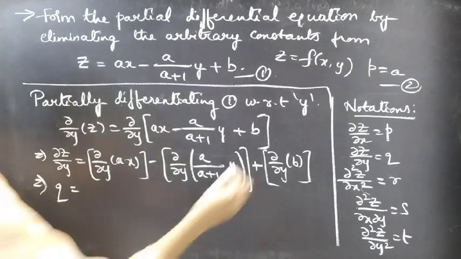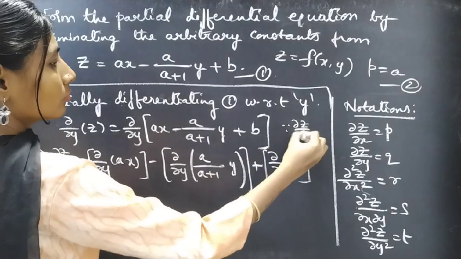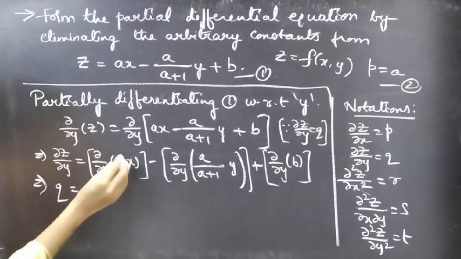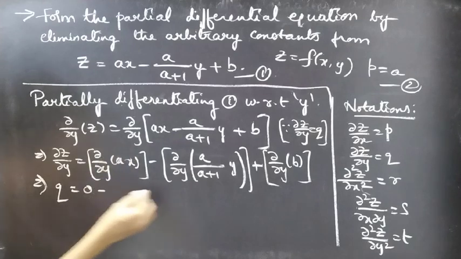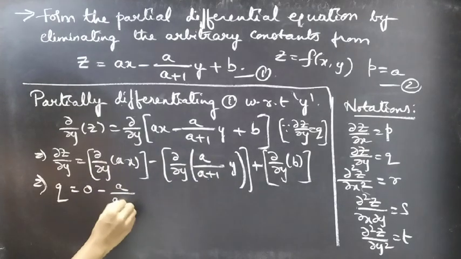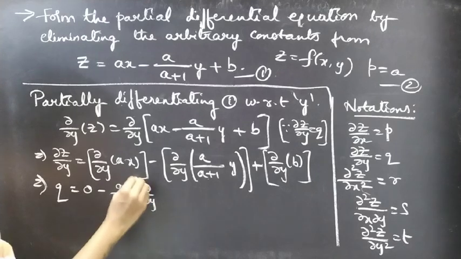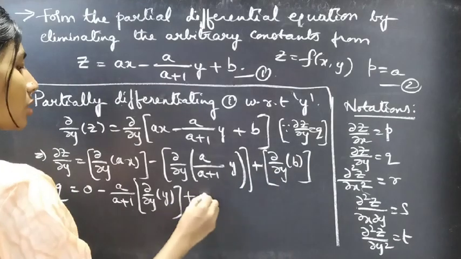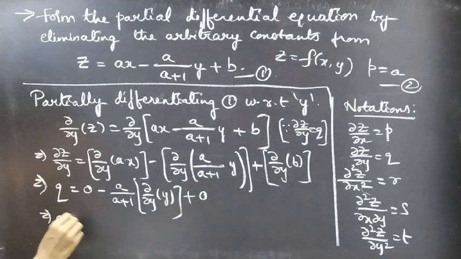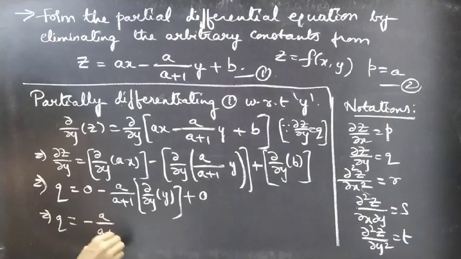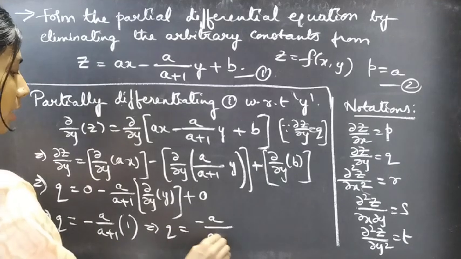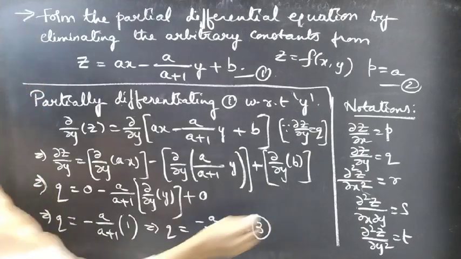We'll get q equal to the partial derivative of a constant with respect to y, which is 0, minus the constant a by (a plus 1) into dou by dou y of y, plus the partial derivative of a constant with respect to y, which is 0, which gives us q equals minus a by (a plus 1) into the partial derivative of y with respect to y, which is 1, right? Which gives us q equals minus a by (a plus 1). Consider it as equation number 3.